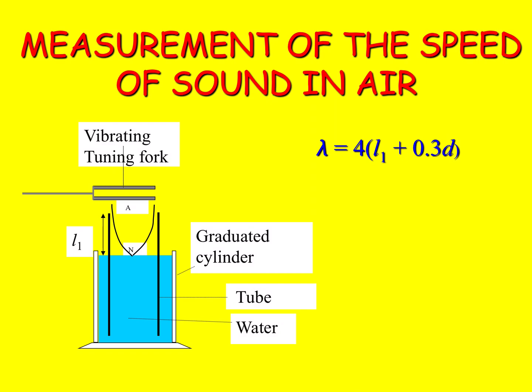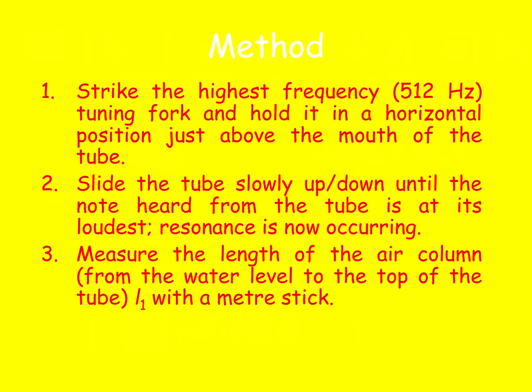Now, it's also very important to make sure they're all in the same units. The most common mistake made in this question is you put length in centimetres and the d in millimetres, and you forget to put them in the same units, and you get a mistake. Big mistake. So, as I say, you take a tuning fork, strike it, hold it above the end of the tube, and you slowly raise it until you hear the loudest sound. And this is resonance, where the two natural frequencies are the same. And you measure the length from the water up to the top of the tube.